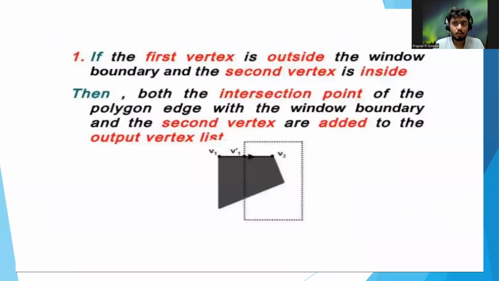If the first vertex is outside the window boundary and the second vertex is inside, then both the intersection point of the polygon edge with the window boundary and the second vertex are added to the output vertex list. Here V1 is outside, V2 is inside. We consider V1 dash and V2 as the output.